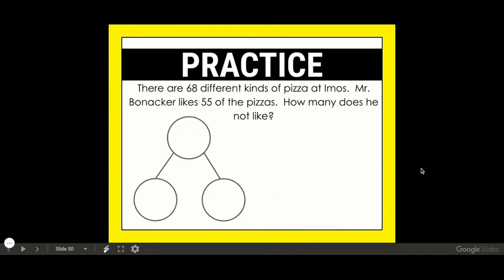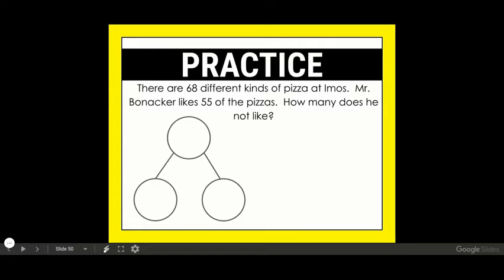Let's try another one. There are 68 kinds of pizza at Emo's. Mr. Bonacker likes 55 of the pizzas. So how many does he not like? So for this one, we're going to practice using a number bond.